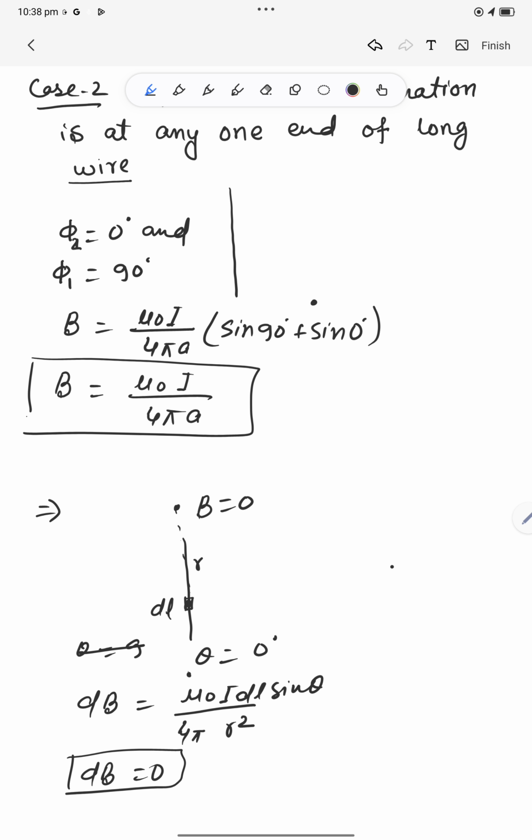Okay, so our topic is only up to this point. We will discuss the magnetic field due to a current carrying circular loop in the next section. Thank you.